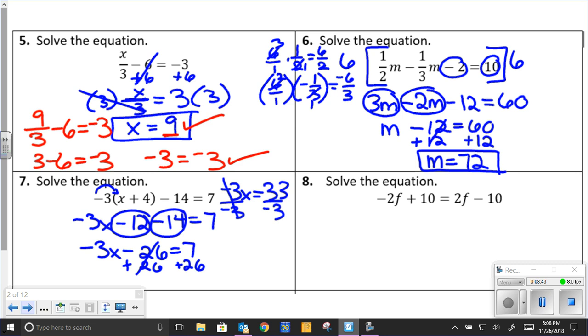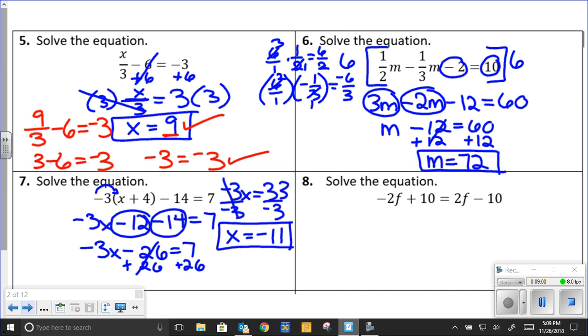And a negative divided by a negative is a positive x, which is what I want. But a positive divided by a negative gives me a negative 11. The biggest thing here, ladies and gentlemen, watch your signs in all cases. Watch your signs when you're distributing. When you get your new numbers, make sure you're just watching your signs. All right, solve the equation.